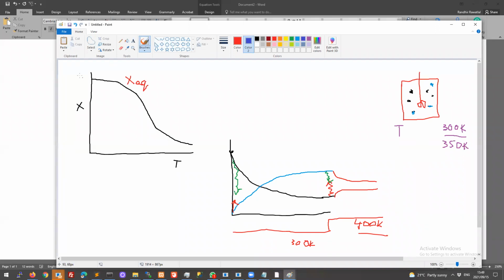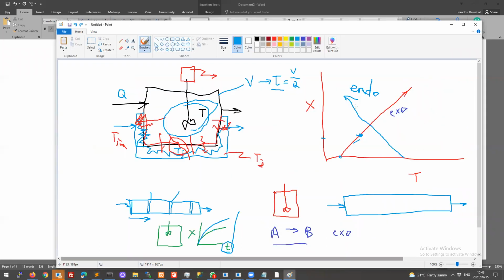So for exothermic reactions, you'll see it has this kind of shape. For endothermic reactions, you'll see the shape is the other way around. It's more like this, right? So that's your equilibrium condition. Now that's different to our energy balance, right? Remember the energy balance, we said here, this was our energy balance.